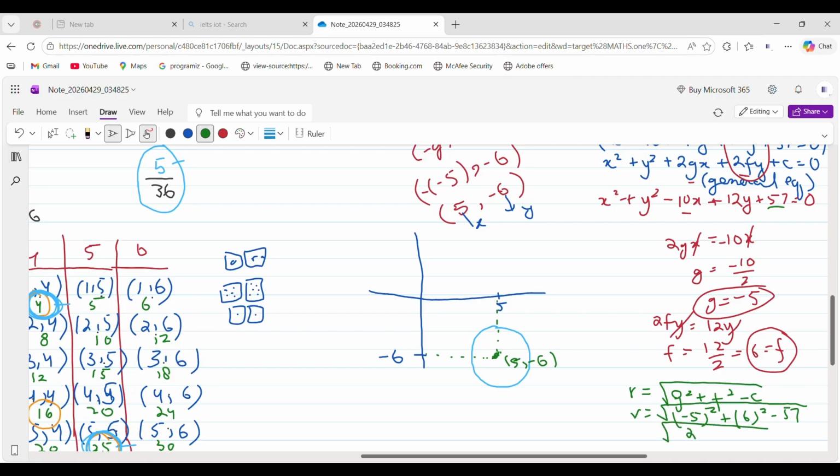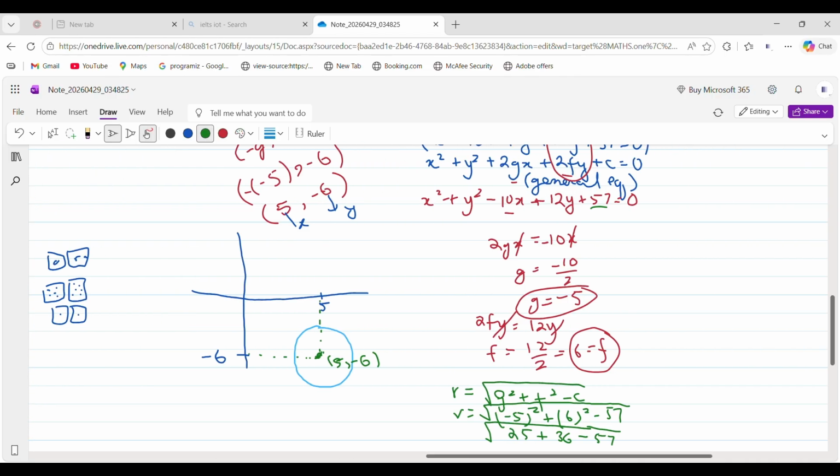Under root, 5 5s are 25 plus 6 6s are 36 minus 57. So basically 25 plus 36 is 61. 61 minus 57 is 4, and under root 4 equals 2. So basically my radius is what? It is 2. And my center of the circle, this entire distance is 5.